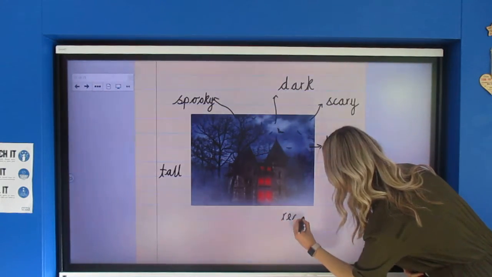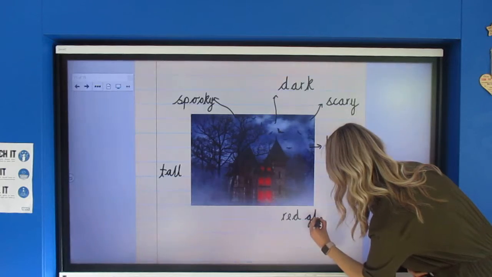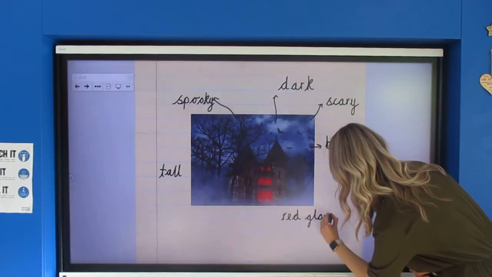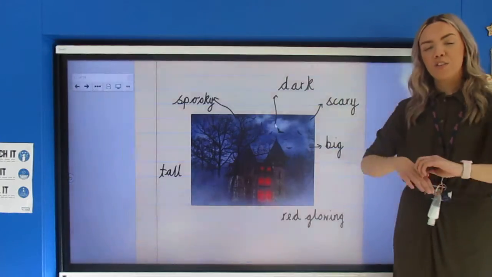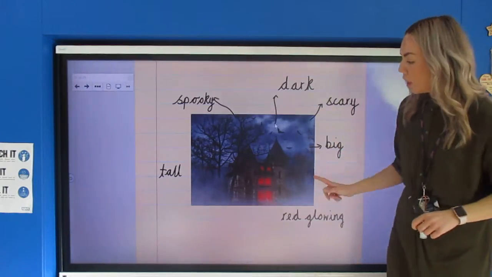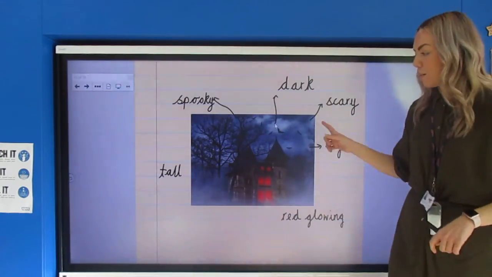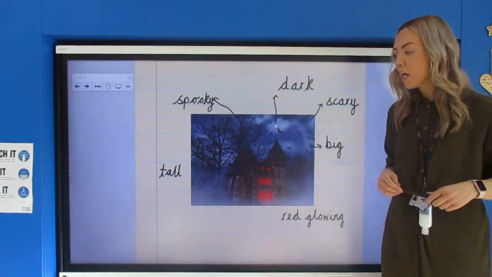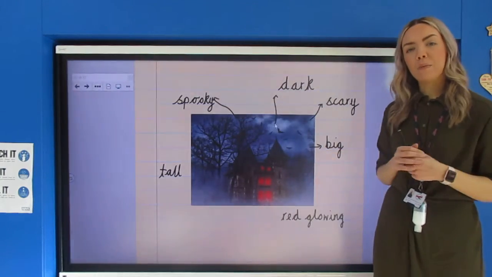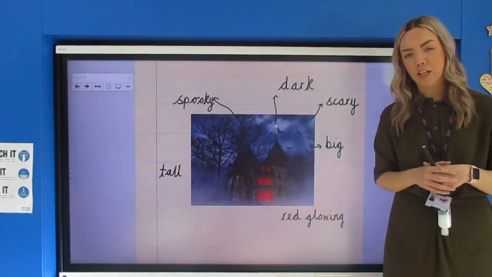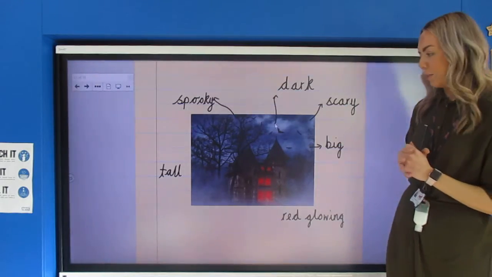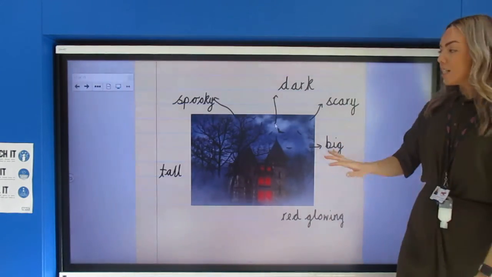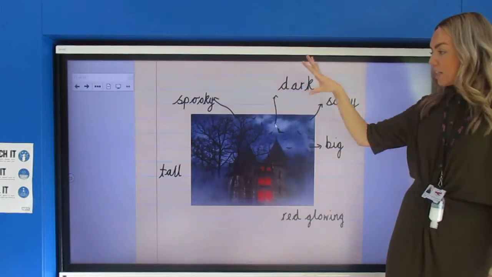So what I would like you to do now is I would like you to pause the board and I would like you to fill your whiteboard with lots and lots of adjectives about our haunted house, okay? Because then when we come back we can start to think about our story, okay? And these words will help us to write our story today. So pause the board, take your time, get lots of adjectives all around.